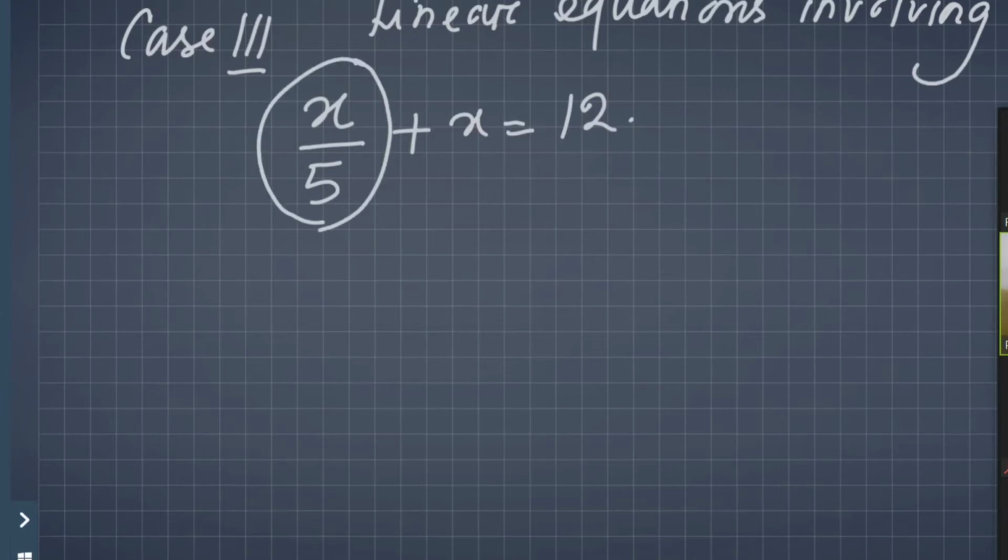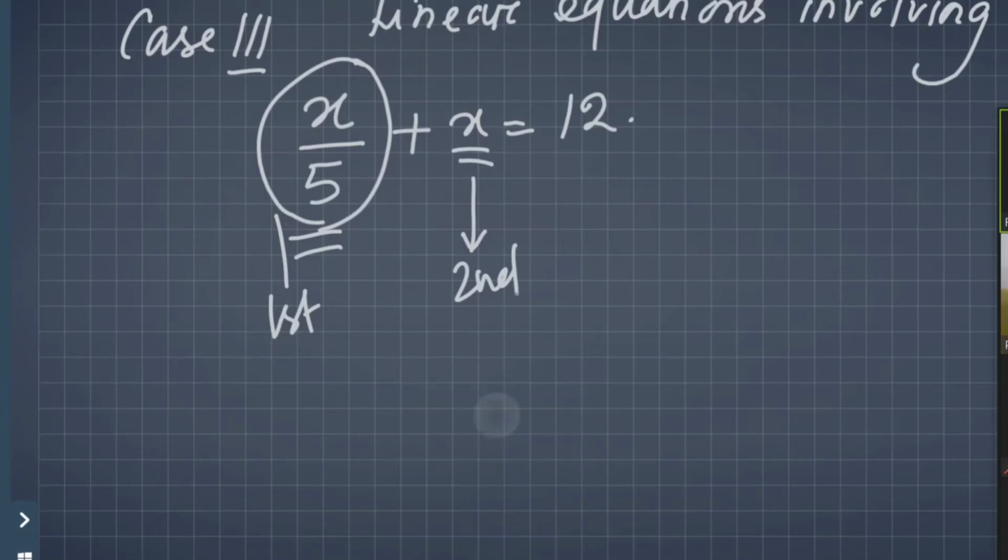But you can see that simultaneously in both the terms of this particular expression there is a variable. In the first term it is x by 5, in the second term also you can see it is the variable x. Now what exactly is common in both the terms? X is common over here. So let us take the common factor out. So you can see I have taken x as common.